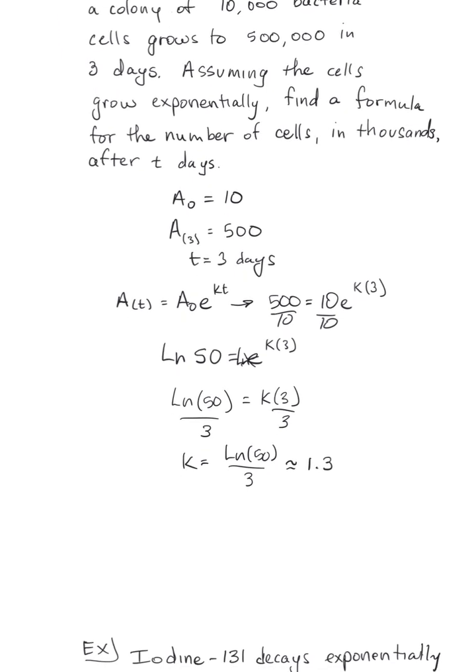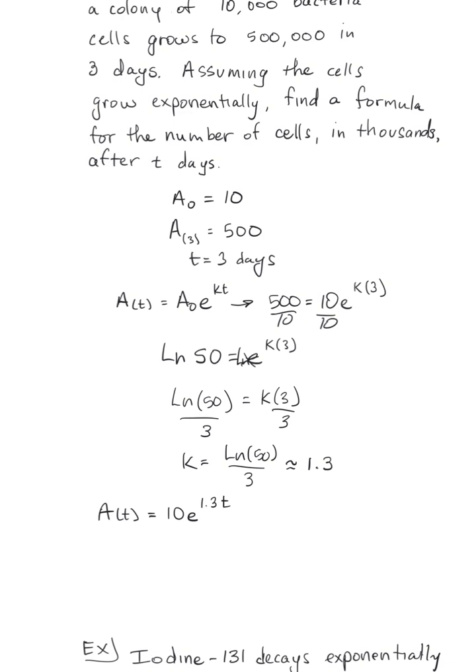So now we can complete the formula. This formula would be the amount at any time t is equal to 10, representing the 10,000 initial bacteria cells, times e, and then in place of k, we're going to put the approximate value 1.3 times t. So what we could now use this formula for is to estimate the number of bacteria cells at any given time t. So we could say after 10 days or 2 weeks or 5 years.